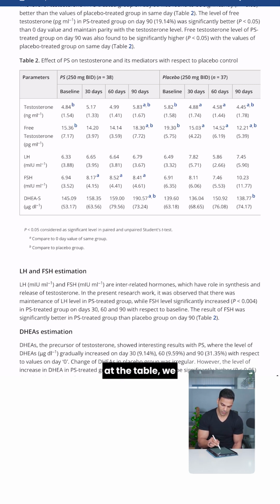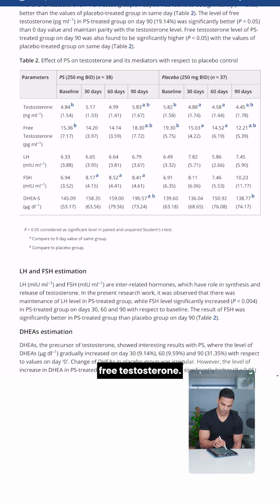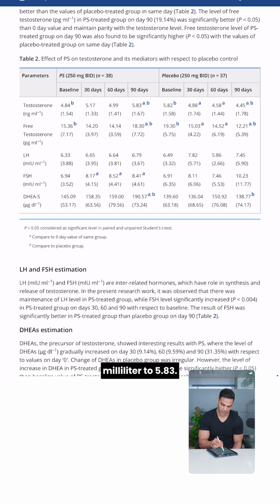And so if we come to the table, they've divided the table into two parts. One is your PS, which is pure shilajit, 250 mg. The other one is placebo. At the beginning of this table, you can see the first column, which is testosterone, and the second column is free testosterone. So testosterone went from 4.84 ng per ml to 5.83, right? So it's a significant jump, right? In a similar manner, the free testosterone went from 15.36 to 18.3, which is also clinically significant, up to roughly a 19% jump in both testosterone and free testosterone levels, right?